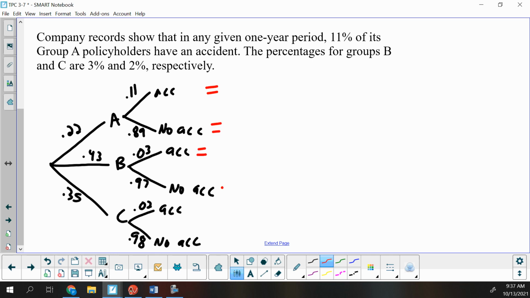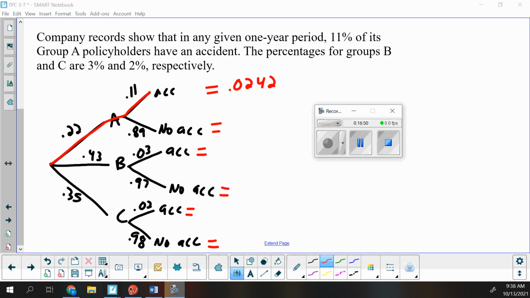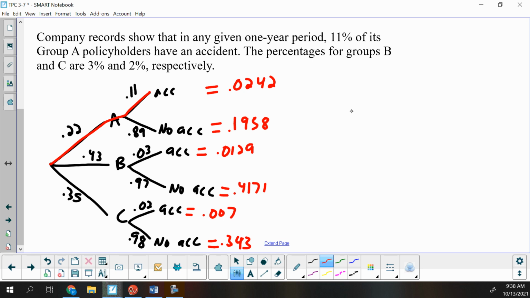Well, now what we have to do is we've got to multiply out our probabilities so we can find the probability of each branch. So the first one, we would follow A and then go to accident. So 0.22 times 0.11 should give us 0.0242. What we're going to do is we're going to pause the video for 2 minutes, see if you can find those other 5 probabilities. All right, so check those probabilities, see if you're in agreement with them.